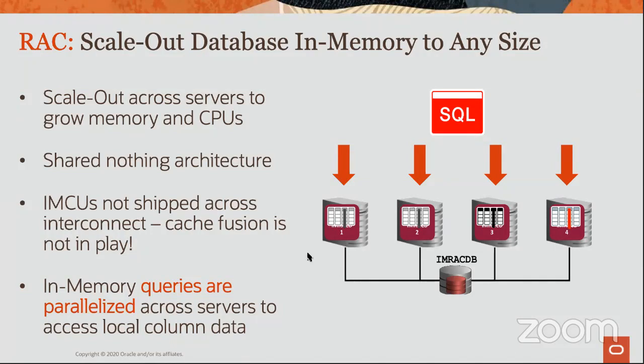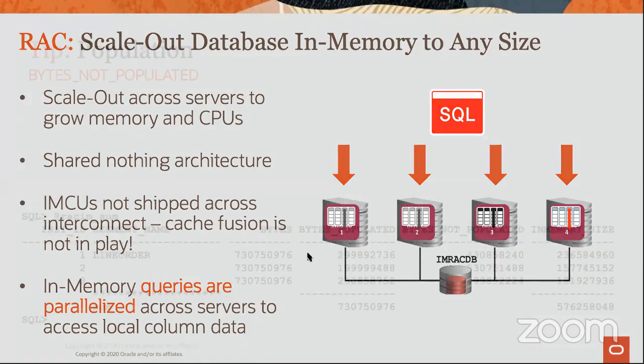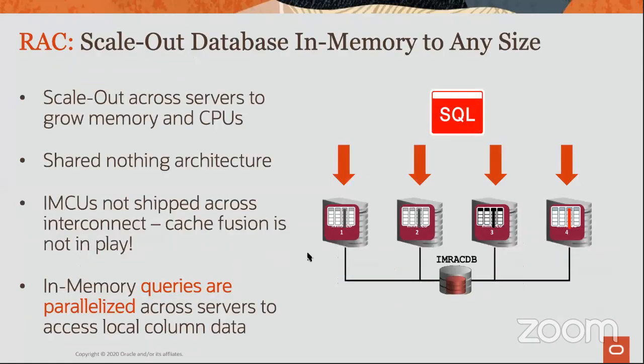So we use parallel query to access that data across each of the column stores. That introduces its own set of things to understand or to recognize. The big one is that you need to have your DOP, or your degree of parallelism, the number of parallel server processes, at least as great as the number of instances involved in the query.